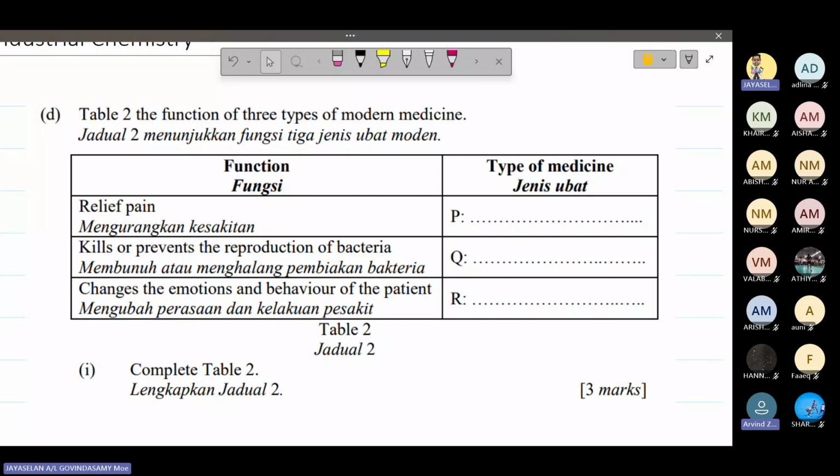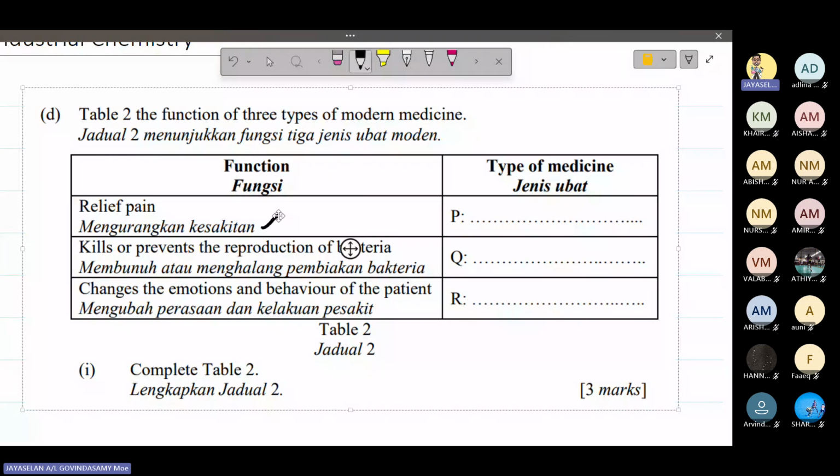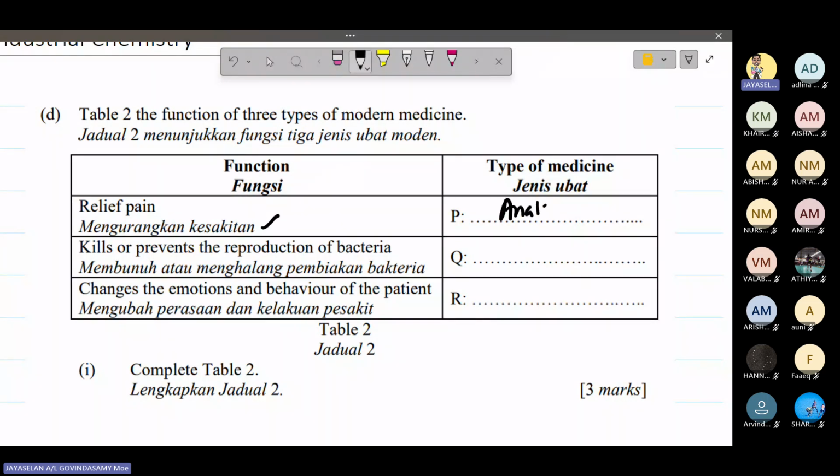Sir, analgesic. Okay, very good. Relief pain, you guys put what? Analgesic. Okay, next one. Kill or prevent reproduction of bacteria. This is medicine, under medicine. Okay, this one will be antimicrobials, not antifungal. Antimicrobials include antibiotic, antiseptic, and disinfectant.